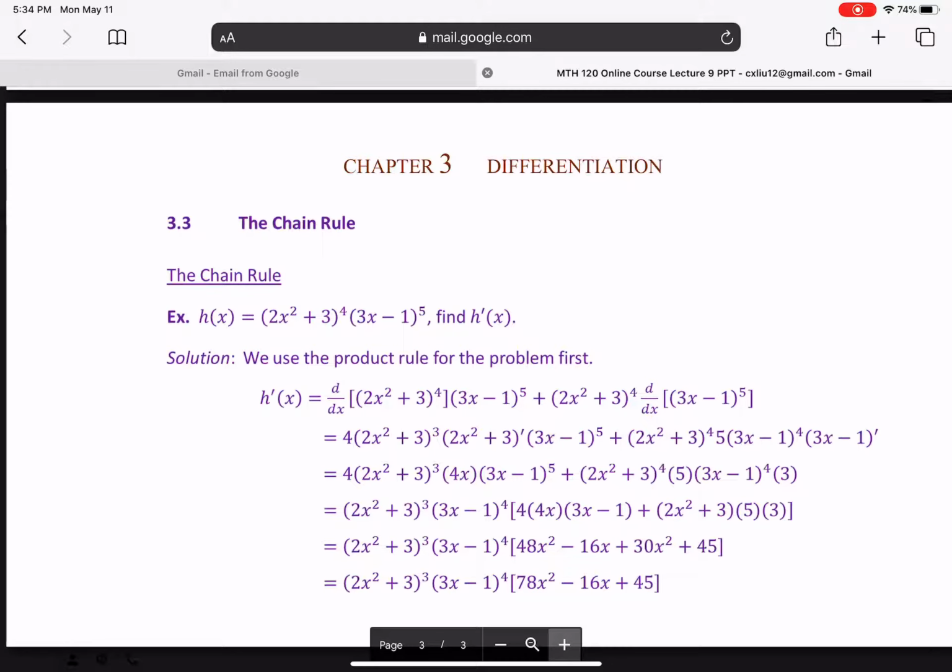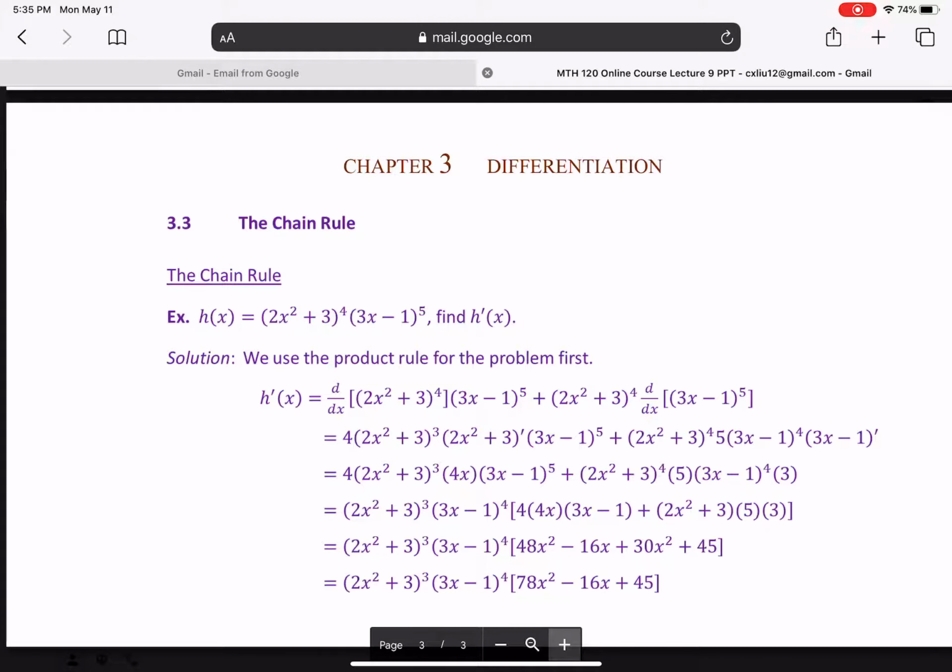Okay, the first step is to use the product rule, because you can recognize this function as a product of two parts, namely 2x squared plus 3 to the 4th times 3x minus 1 to the 5th. So you do the product rule first. If you still remember the rule, you take the derivative of the first part times the second part plus the first part times the derivative of the second part.